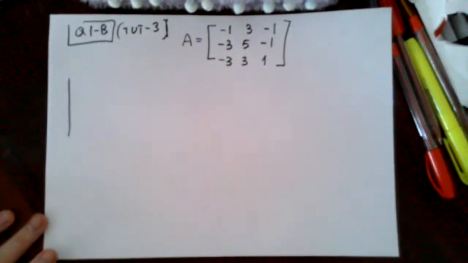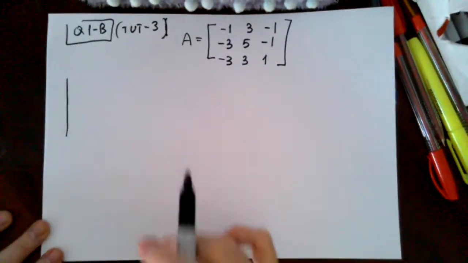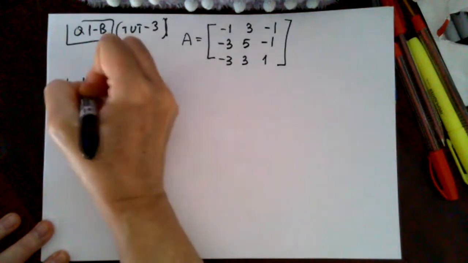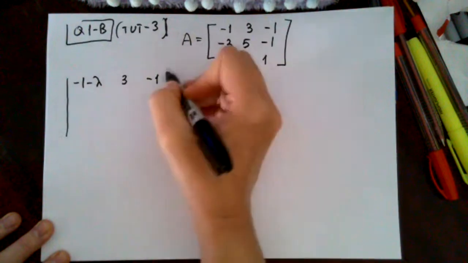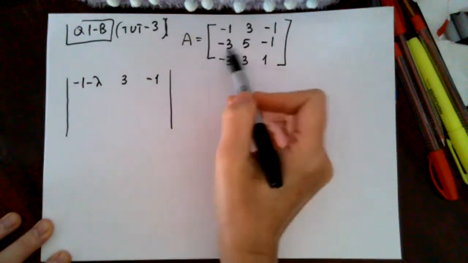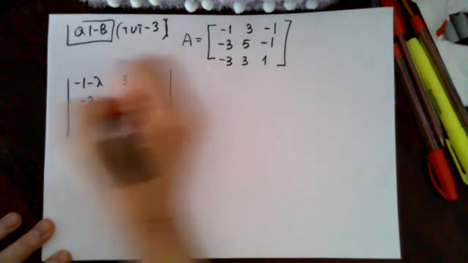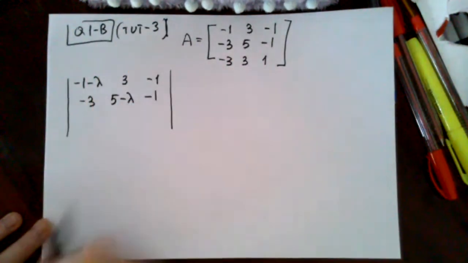I'm not sure about my camera. It looks a bit better. So let's start doing it. So -1 minus lambda, 3, minus 1. This is my first row in this determinant. So here I need to subtract lambda only from 5. So -3, 5 minus lambda, and the last one is -1.